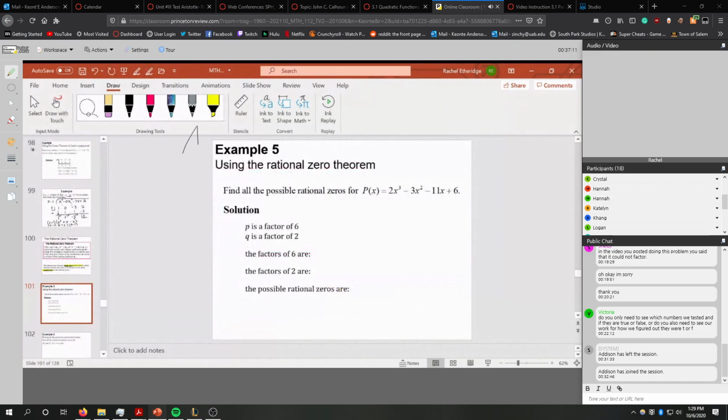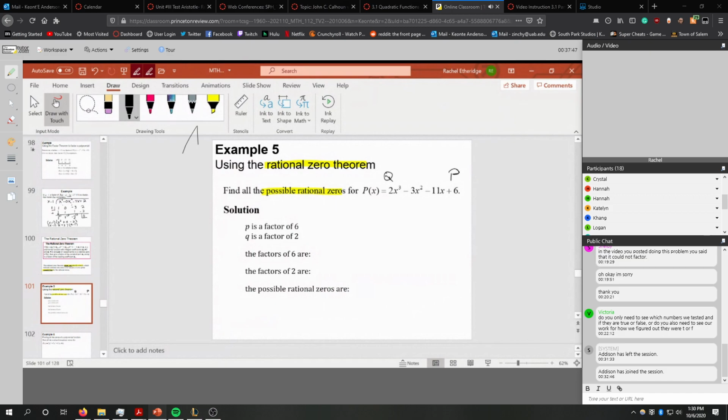All right, so here's how you find the possible rational zeros. Rational zero theorem, we're going to find the possible rational zeros. So what we're going to do is list the factors of 6. P is a factor of 6. So we get our P's from here, and we get our Q's from the leading coefficient. P from the constant, Q from the leading coefficient.